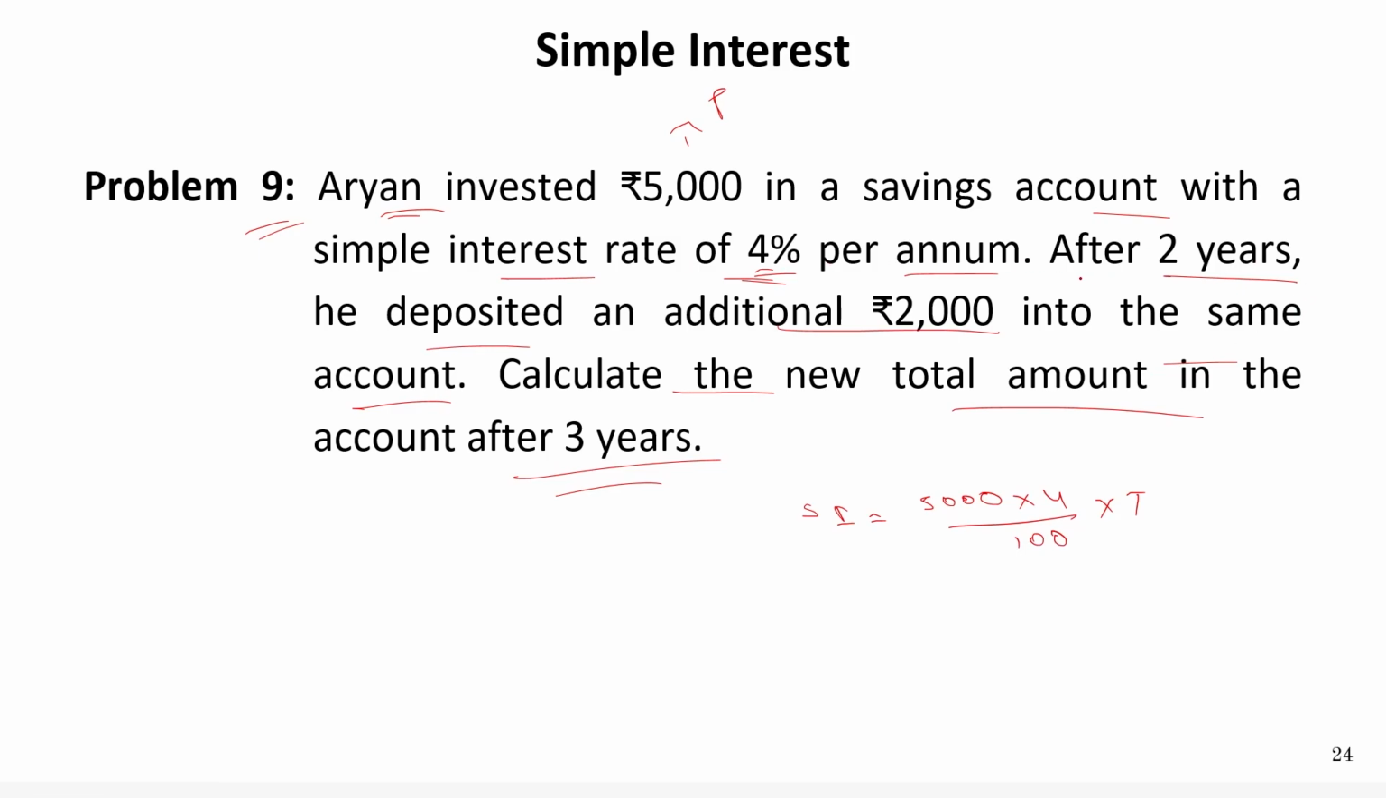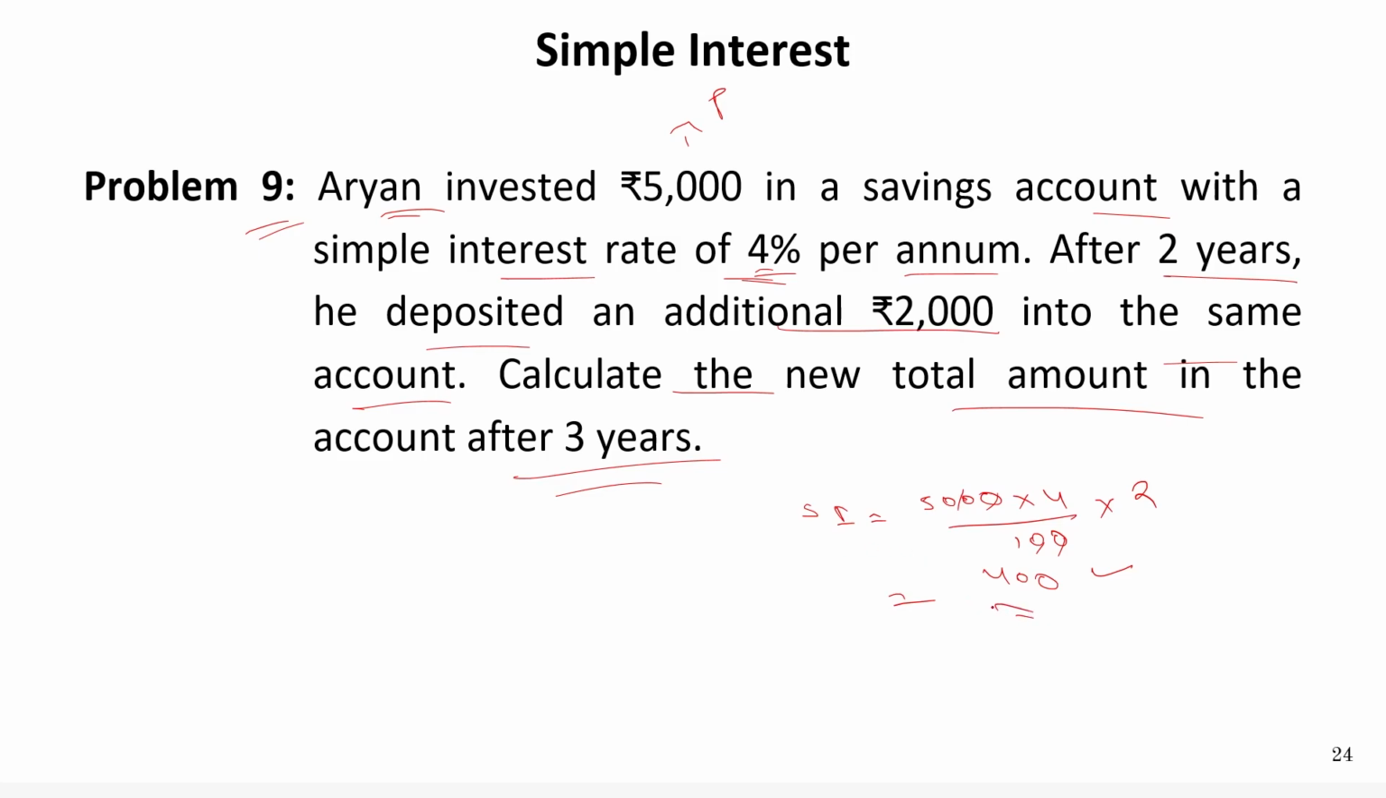So with the interest after 2 years, let T is equal to 2 in this case. By cancelling the zeros, what we are left with is 200 into 2 is equal to 400. So simple interest will be 400 for these 2 years. After 2 years, he deposited an additional 2000 into the same account. Calculate the new total amount in the account after 3 years.